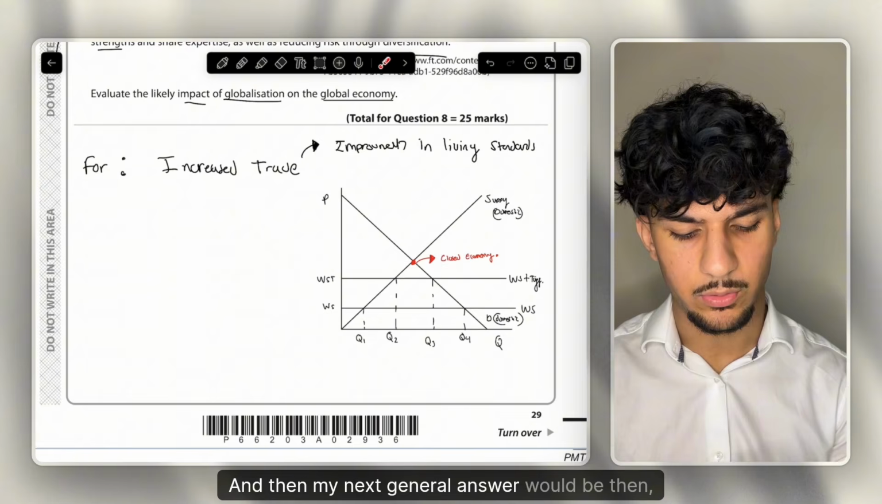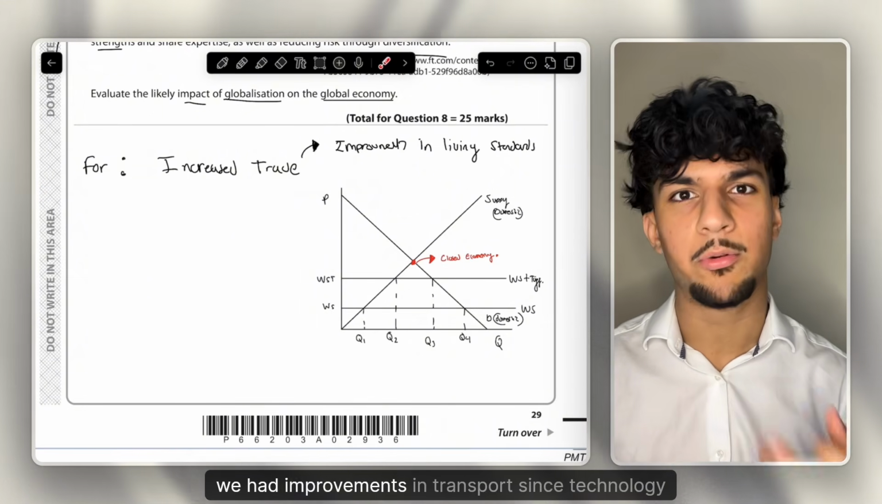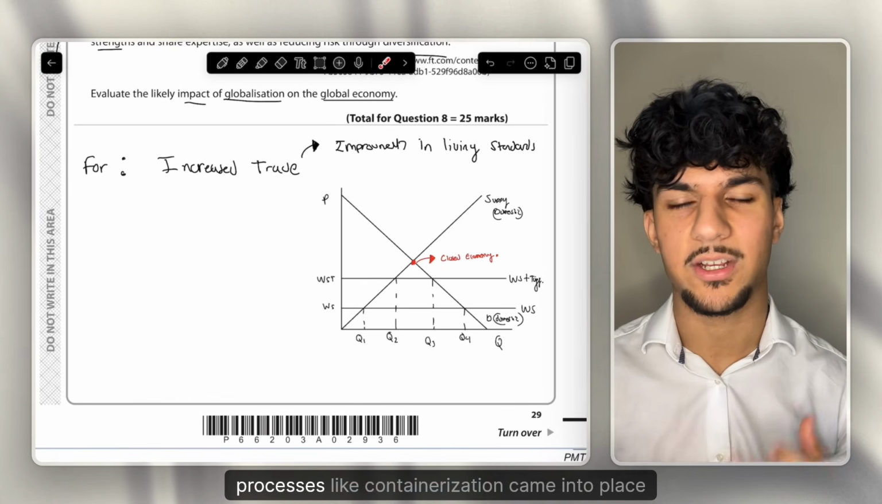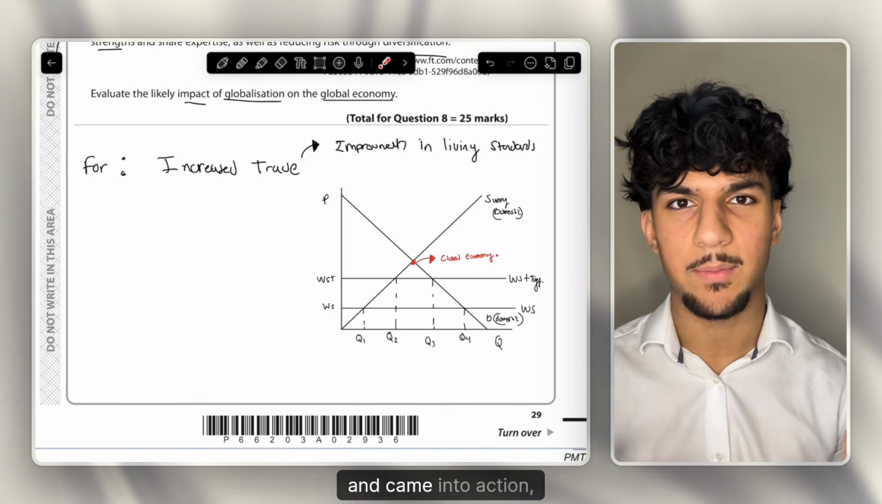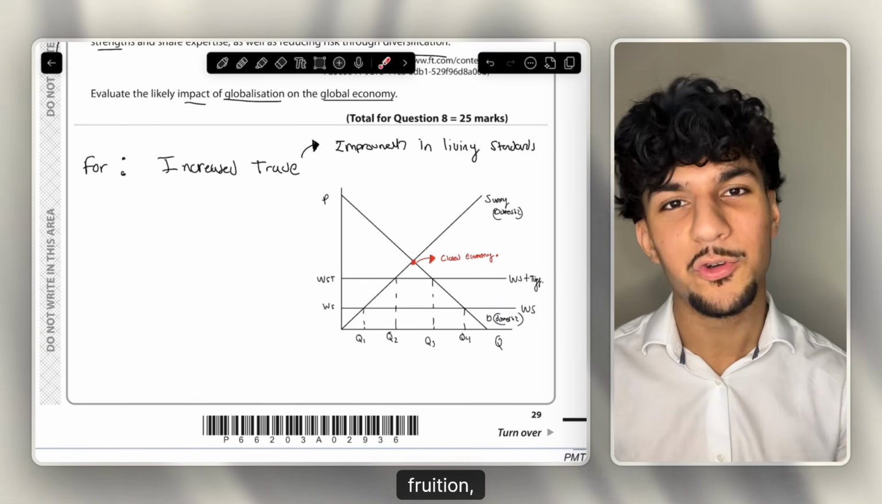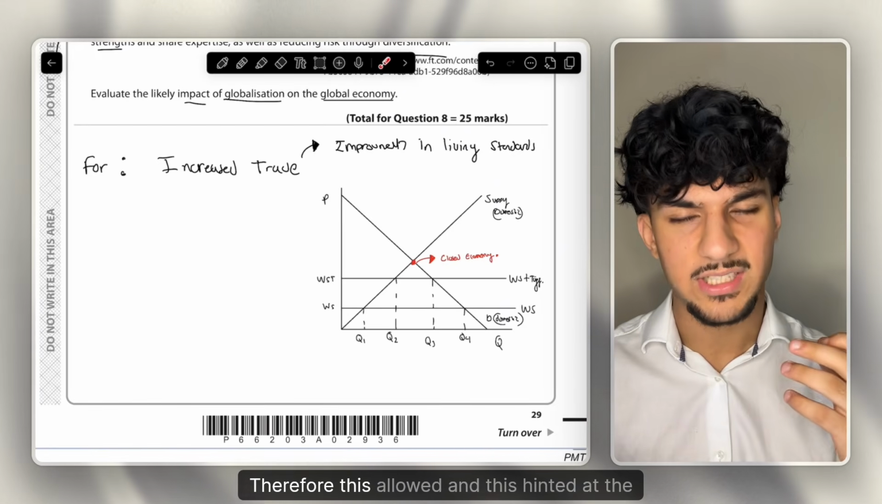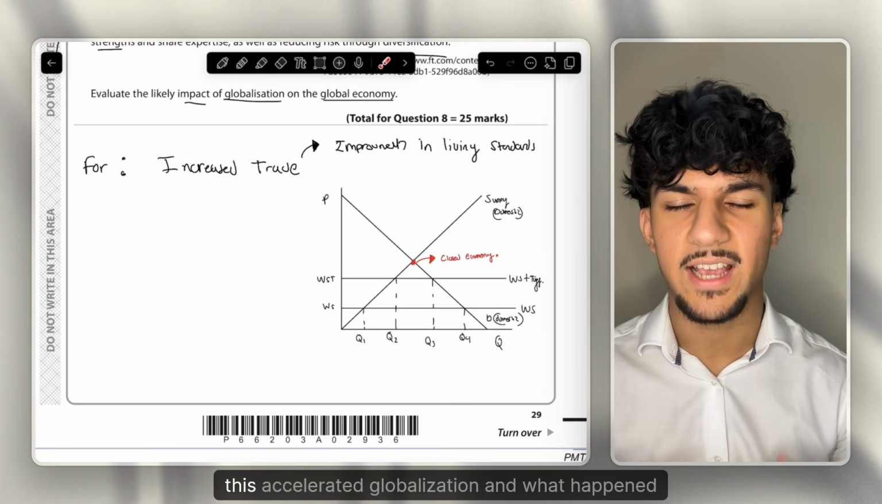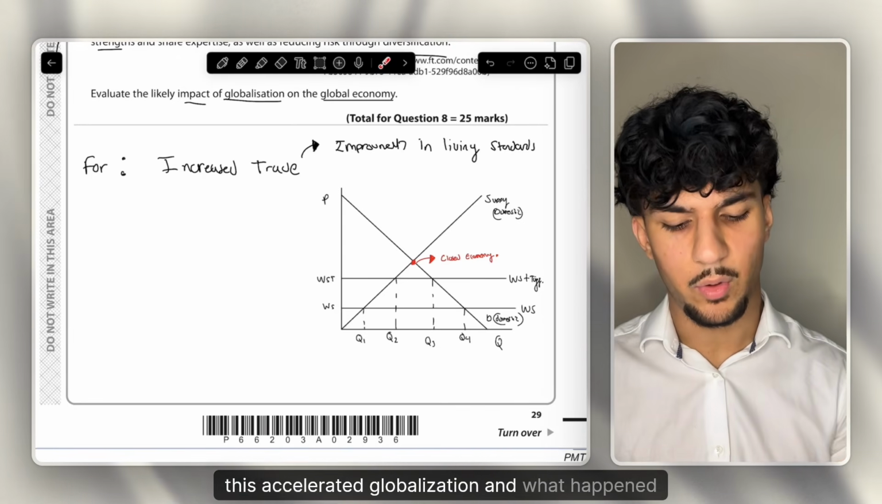And then my next chain of analysis would be, then we had improvements in transport since technology improved, and processes like containerization came into place and came into action, came into fruition, you could say. Therefore, this allowed and hinted at the start of globalization. This accelerated globalization. And then what happened from there?